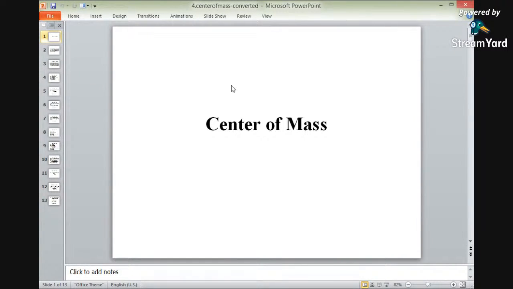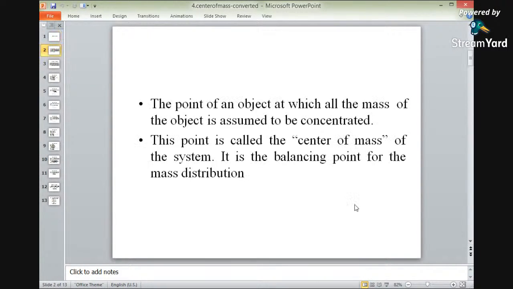So what is the center of mass? It is the point of an object at which all the mass of the object is assumed to be concentrated. The point at which the whole mass is supposed to be concentrated, if we are considering the center of mass. All the mass of the object or block is assumed to be concentrated at that point.